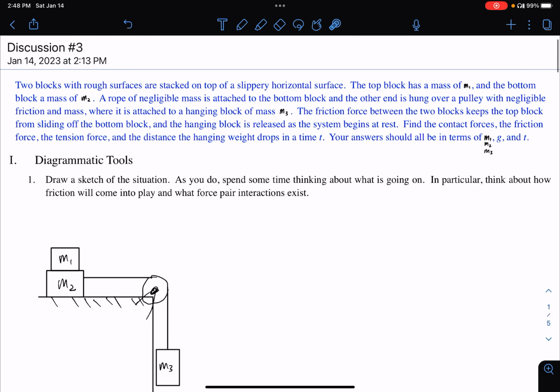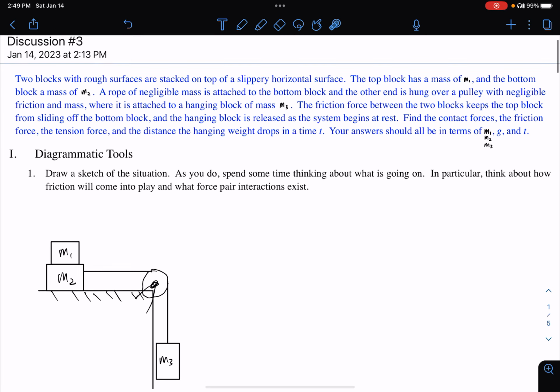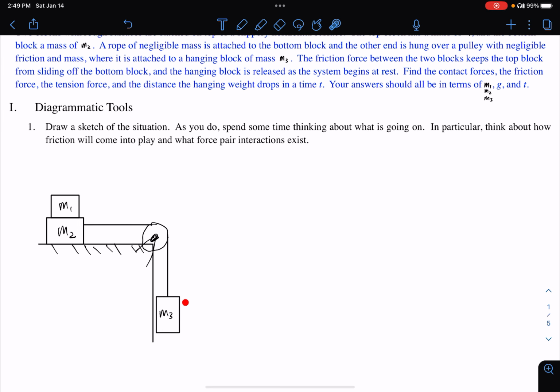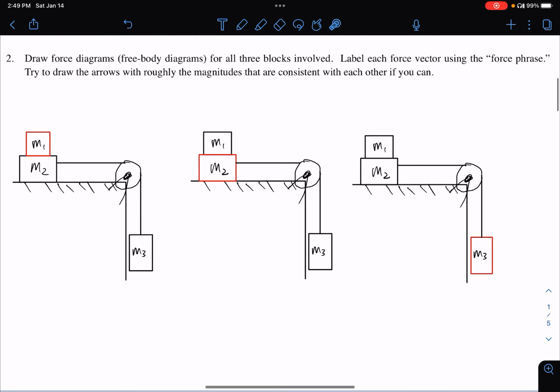We have a stack of blocks on a slippery surface, so these dashed lines indicate that there's no friction on this table. The one on the top has mass M1, the bottom one has M2. M2 is pulled by a string through a pulley, and under this is a mass M3. So let's draw out the forces acting on each block. I'm going to use red color to indicate which block I'm working on. Let's work on M1 first.